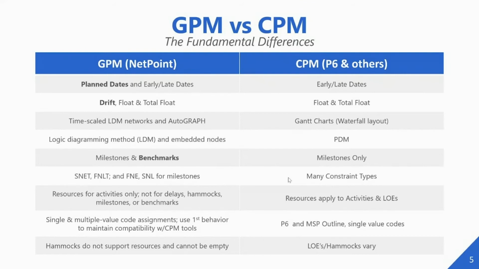Another distinction is that GPM or NetPoint provides you an object called benchmarks. P6 does not have any equivalent supported object, and so any benchmarks in your NetPoint schedule, on export to P6, get converted to a milestone with a must start on or a must finish on constraint. Similar to that, there are many constraints in P6 which NetPoint does not support, and if you import a P6 schedule with any of those unsupported constraints into NetPoint, they're simply ignored.